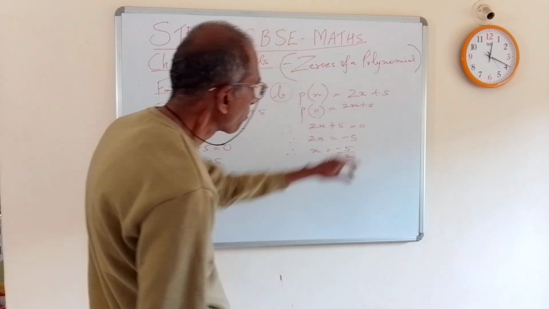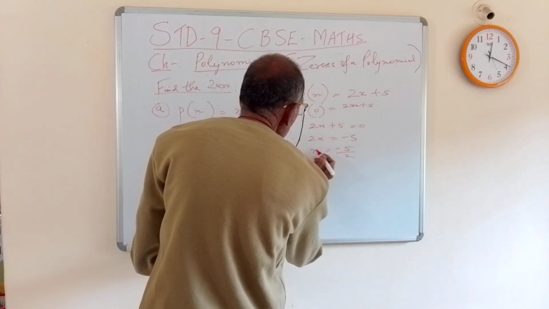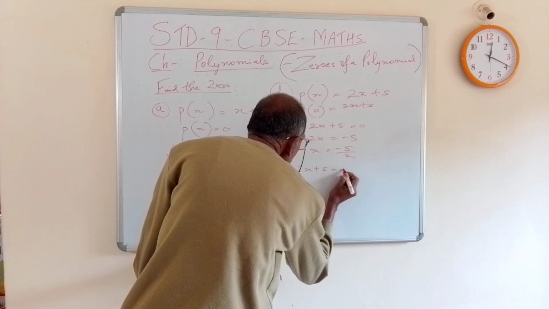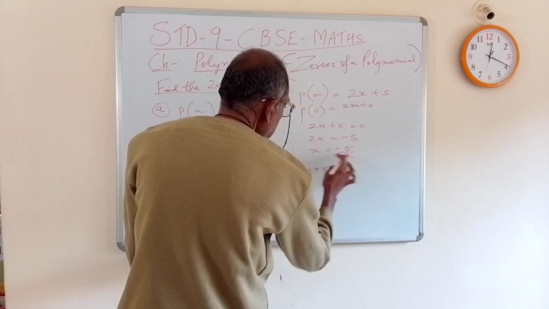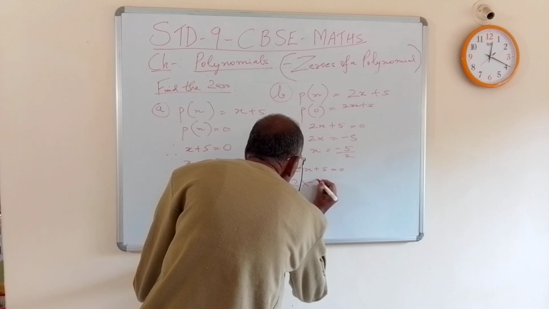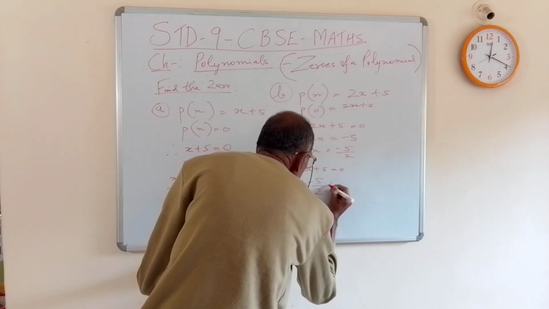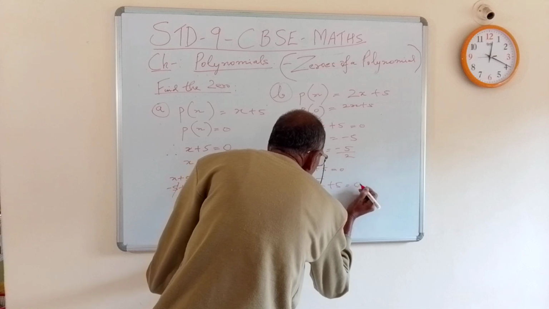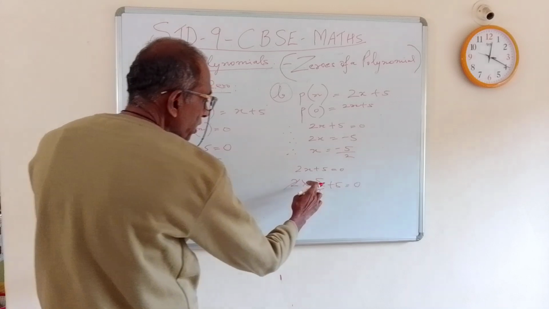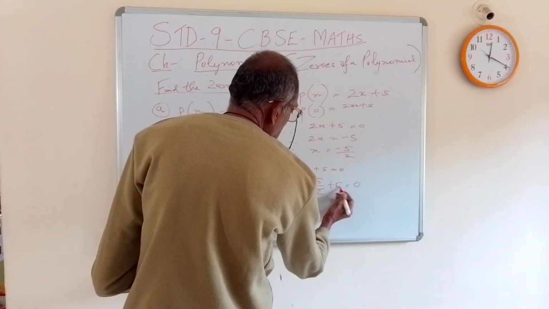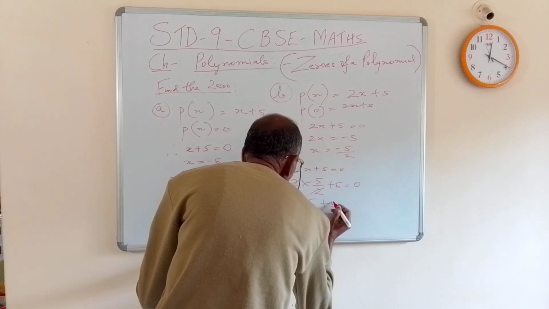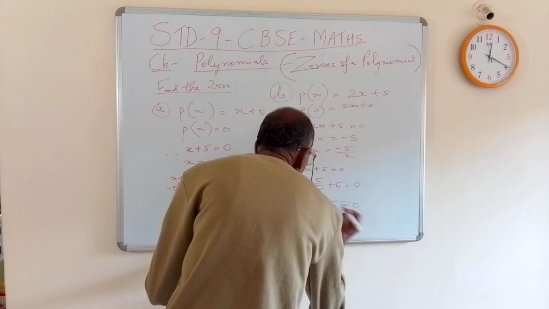So we'll do the proof also. Now 2x plus 5 is equal to 0 we have taken. Now x we got minus 5 upon 2. So 2 into minus 5 upon 2 plus 5 is equal to 0. Okay. Now this 2 and this 2 will get cancelled. So what is remaining is minus 5 plus 5. So again minus 5 plus 5 is equal to 0.